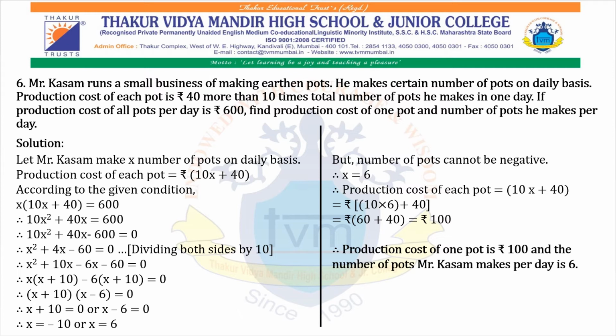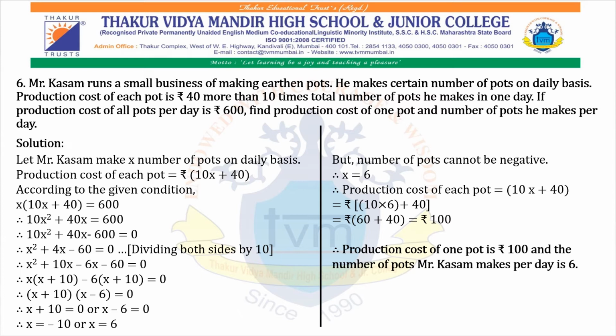Let's see the solution. Let Mr. Kasam make x number of pots on a daily basis. The production cost of each pot is rupees 10x plus 40. According to the given condition, x into (10x plus 40) is equal to 600. After solving the brackets, we will get 10x square plus 40x minus 600 is equal to 0. So we will divide both sides by 10. We will get x square plus 4x minus 60 is equal to 0.